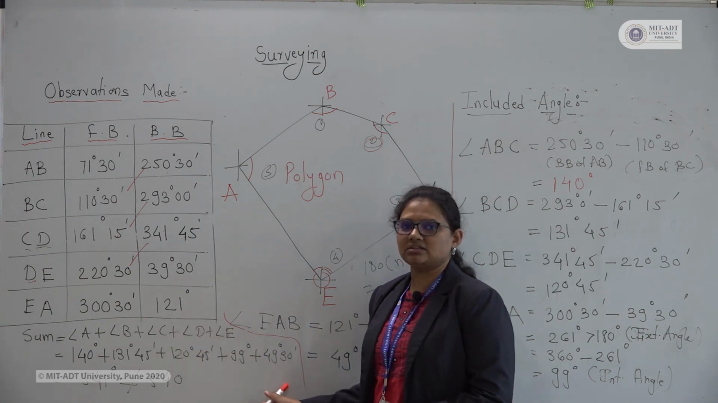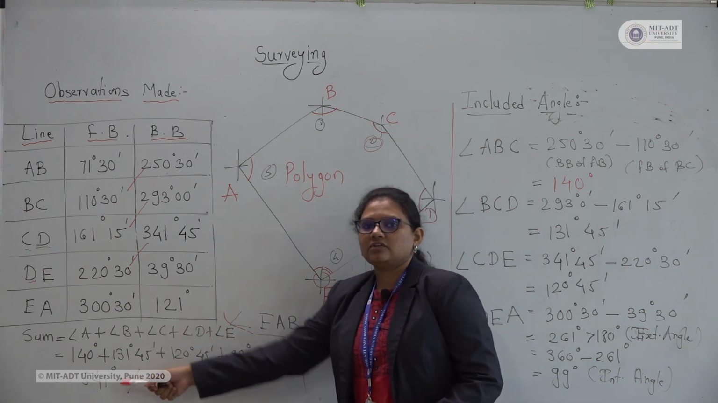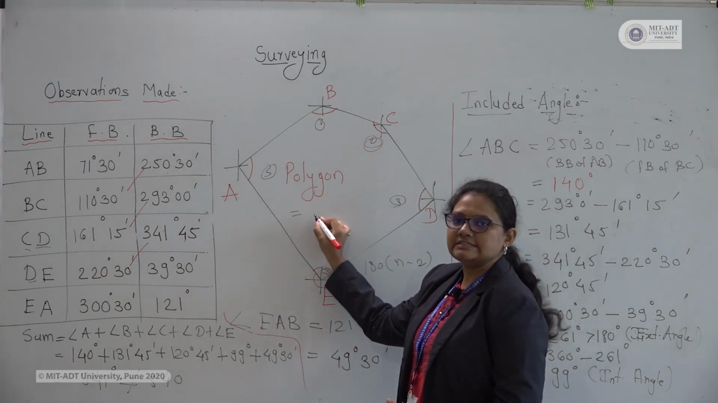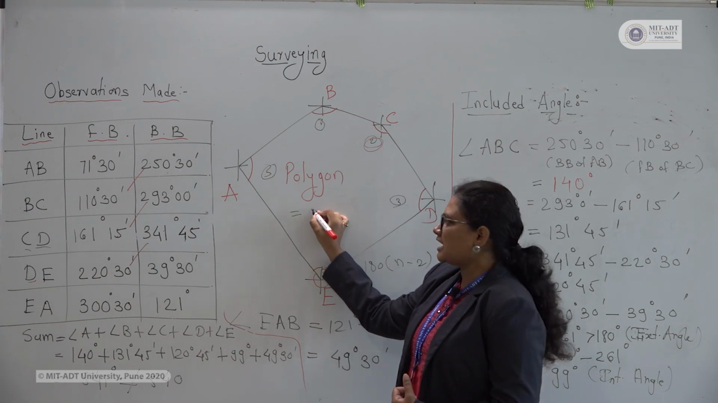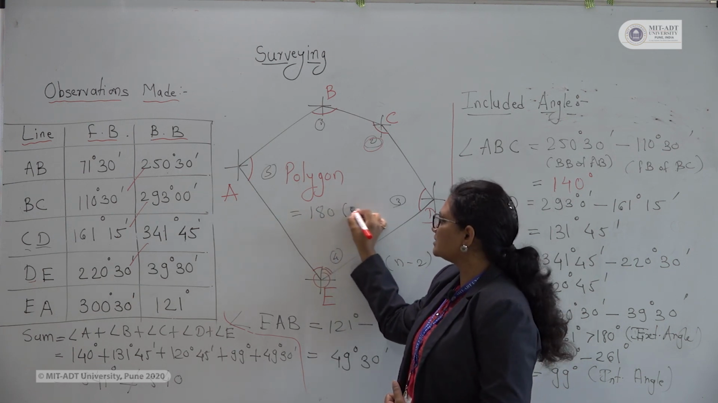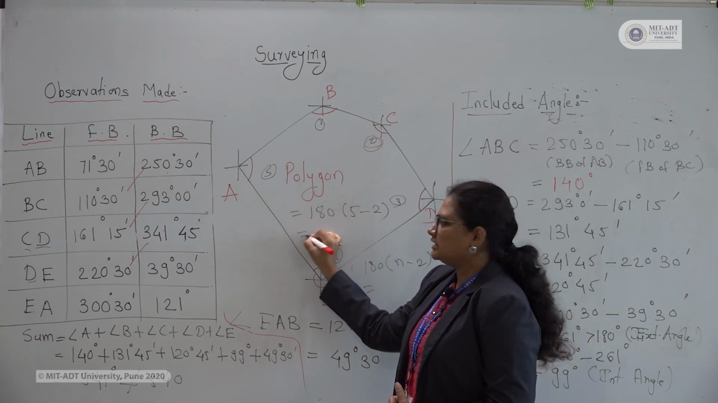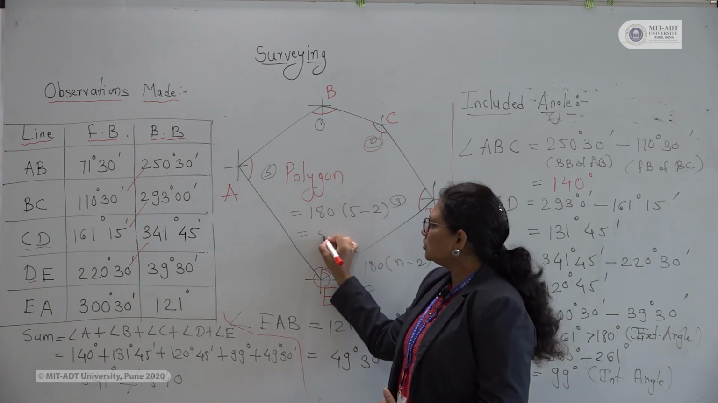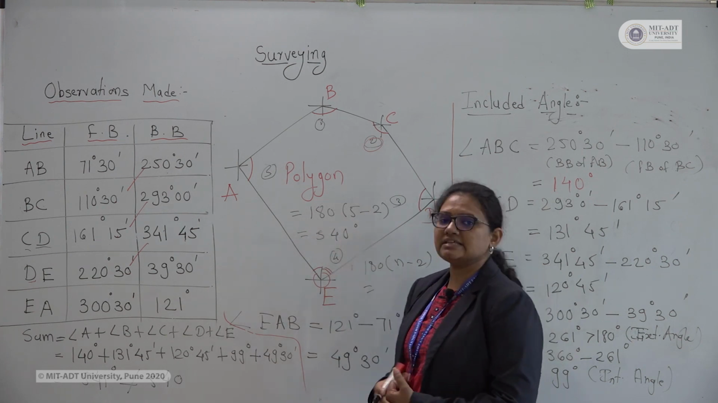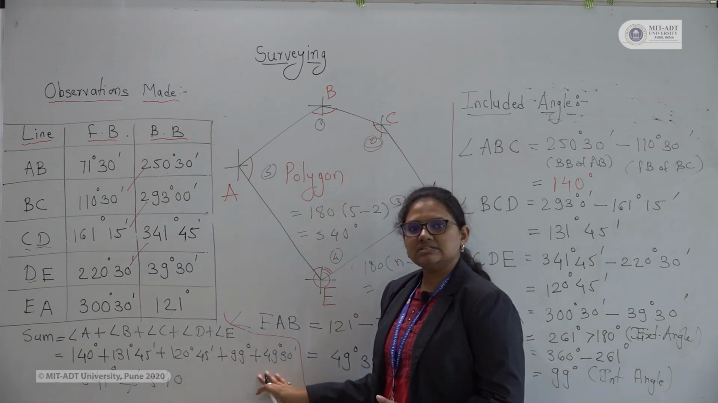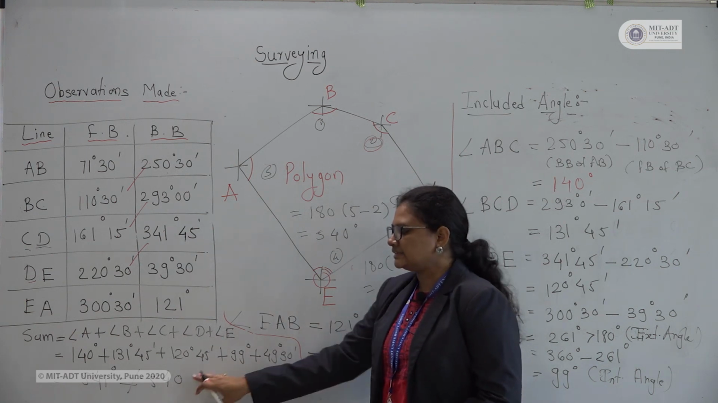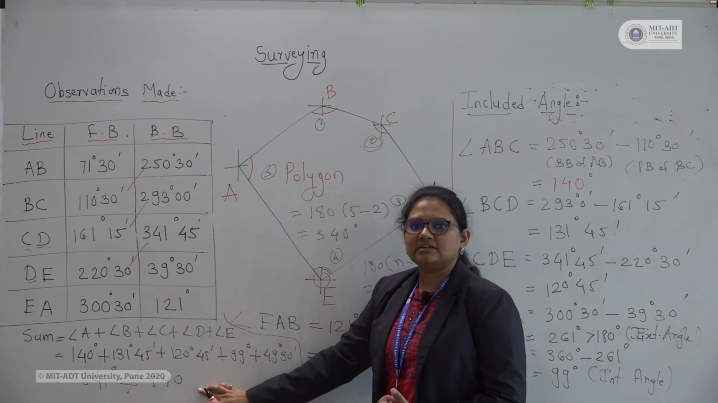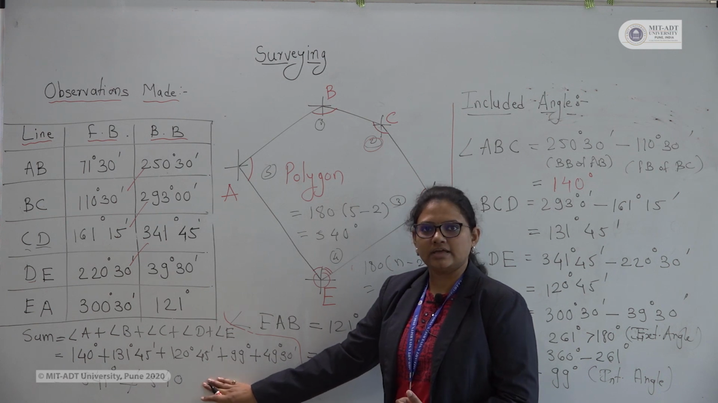So I will add the summation of all the angles which we have taken. By adding these angles, I have observed that this sum is not equal to 540 degree, which is the sum for this polygon. We will consider the number of sides for this polygon as 5. So the sum of included angles will be 180 multiplied by 5 minus 2. 5 minus 2 is 3, 180 multiplied by 3, you will get a sum of included angles as 540 degree. By observing this, we conclude that our sum is not equal to 540, so we have some error in our calculations of included angles.